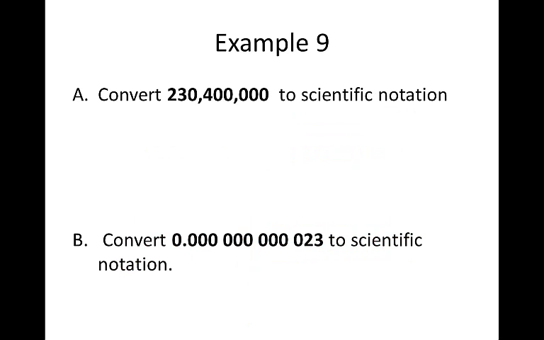Okay, convert to scientific notation now. So we have 230,400,000. Do these two on your own. All right, welcome back. So we have 2, 3, 0, 4. We go until we get to the last non-zero digit. See how the other ones are 0, so we don't have to write those. So there's our decimal right there. The decimal always goes to the right of this first number here.